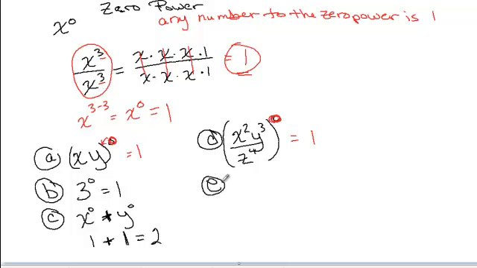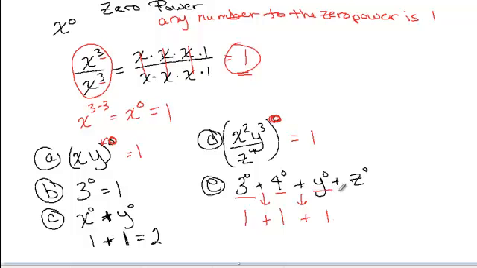It doesn't really matter how complex we get. If I have 3 to the 0 plus 4 to the 0 plus y to the 0 plus z to the 0, I look at this, and again I have to look at it. 3 to the 0 is 1. Bring down the plus. 4 to the 0 is 1. Bring down the plus. Y to the 0 is 1. Bring down the plus. Z to the 0 is 1. So we've got all those simplified. 1 plus 1 is 2 plus 1 is 3 plus 1 is 4.